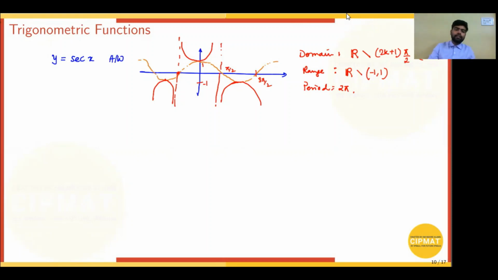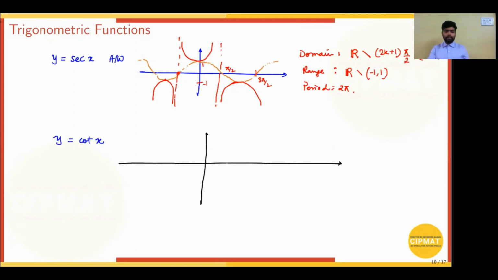The detailed analysis and the proper drawing of the graph, I would leave as homework for you guys. And of course, after that, we can draw the graph of y equals cot x as well. This also I will leave as homework for you guys. You can draw the graph, but a brief idea about the graph would be something in this manner.